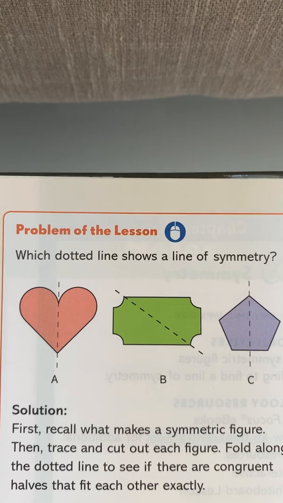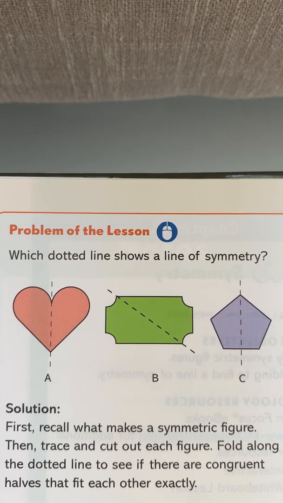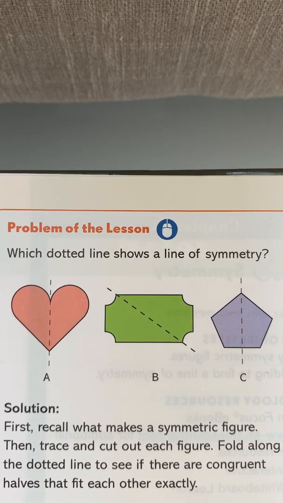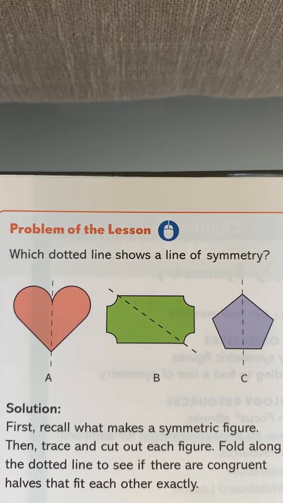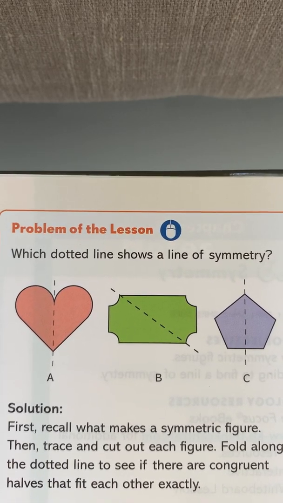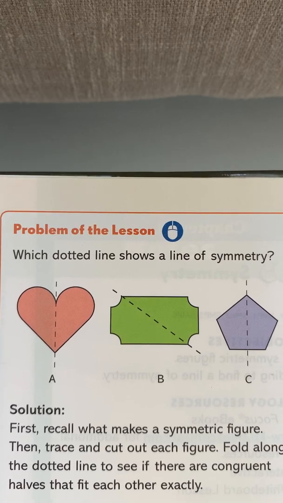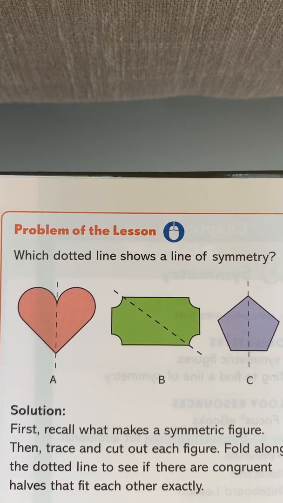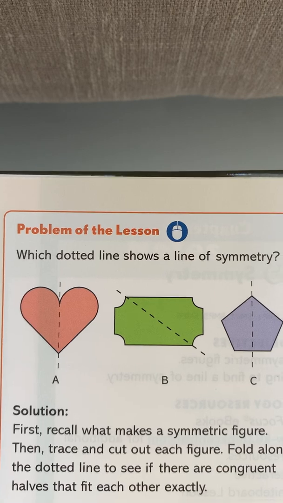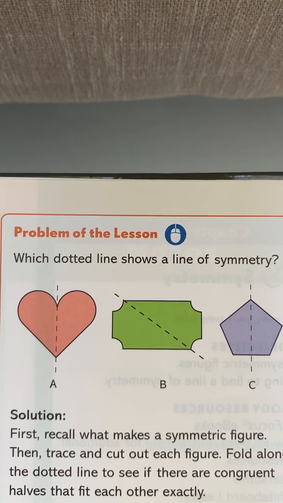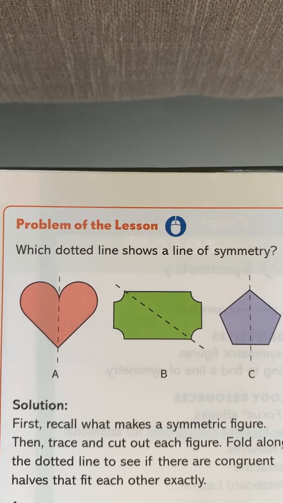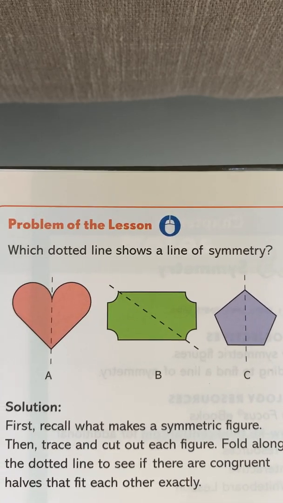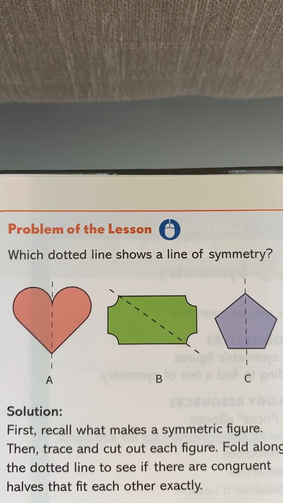First, recall what makes a symmetric figure. Then, trace and cut out each figure. Fold along the dotted line to see if they are congruent halves that fit each other exactly. I'd like for everybody to pause the video, trace these three shapes, cut them out, and fold them on the line of symmetry to see if it is symmetrical. Then write your answer on your whiteboard. Pause the video.